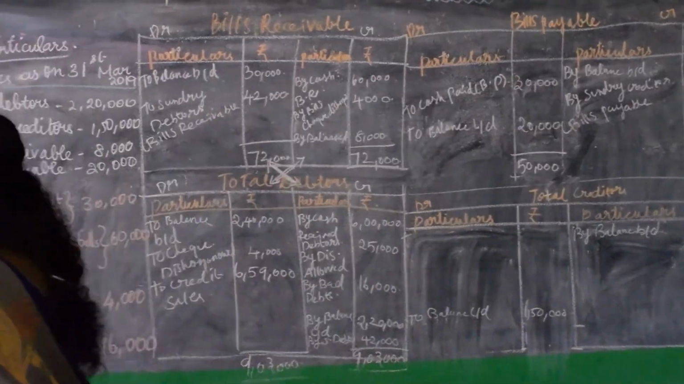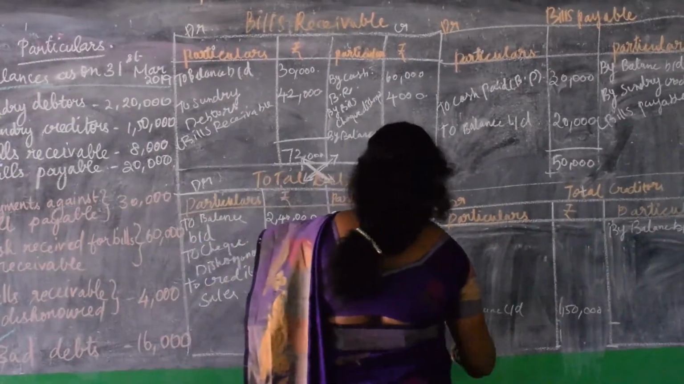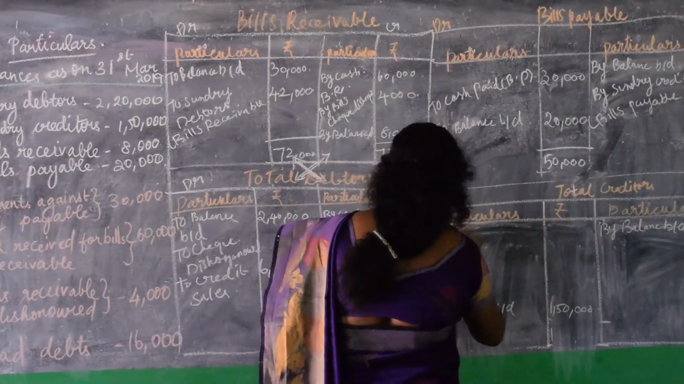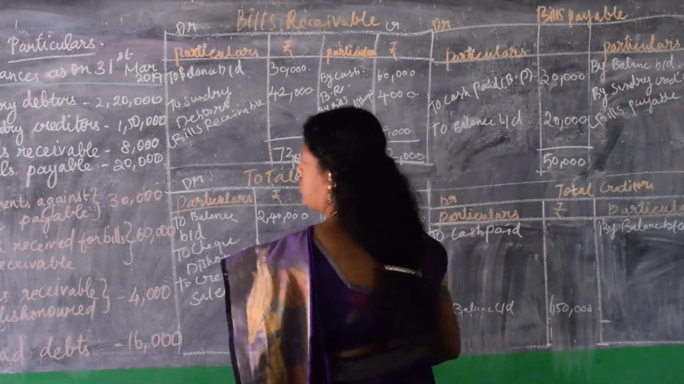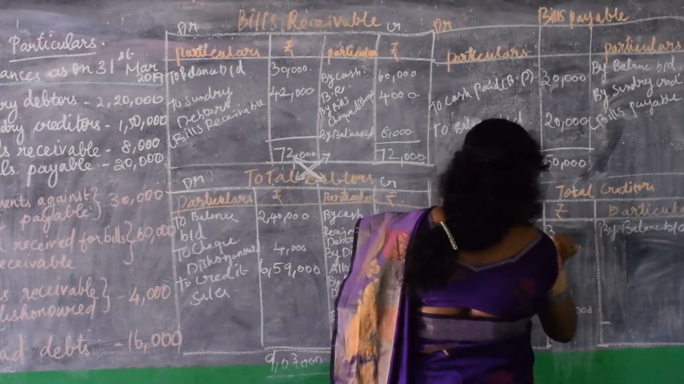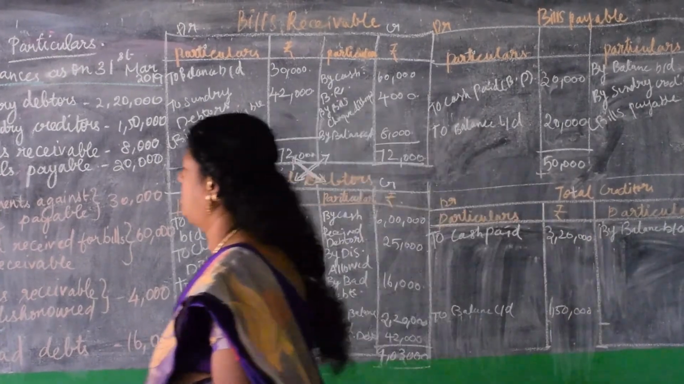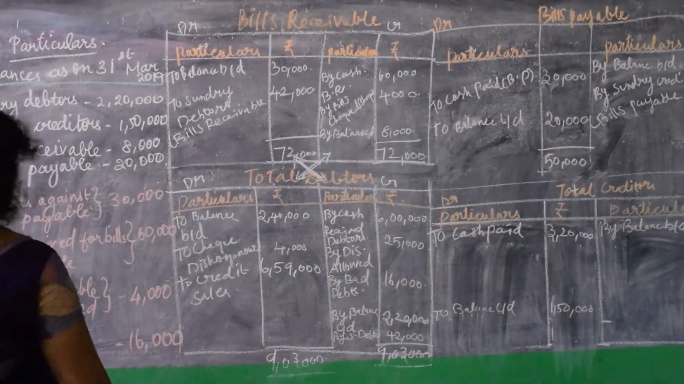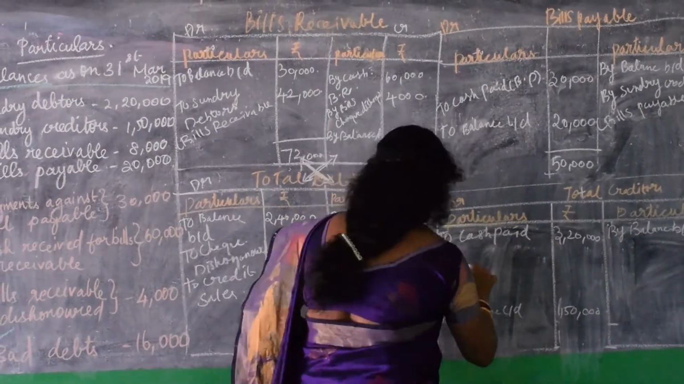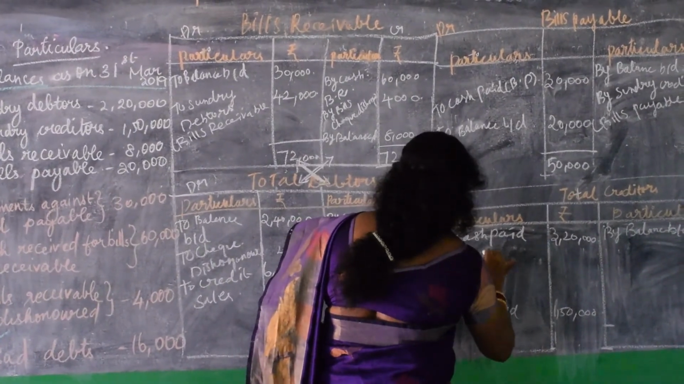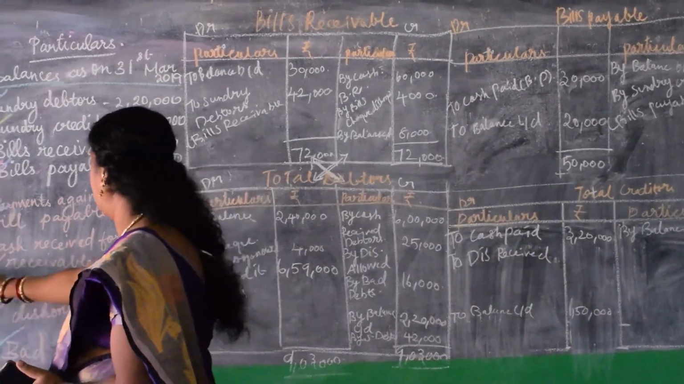Next, cash paid to the creditors. I've told you to write in the closing value area itself. To cash paid. How much? 3,20,000. Next, discount allowed by supplier. I told you this is called a discount received. Discount received. How much? 10,000.